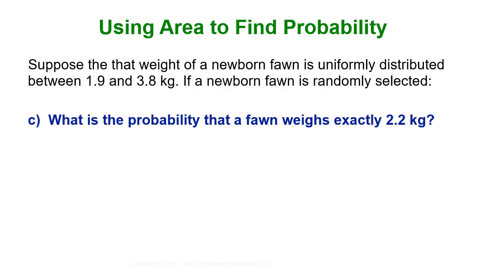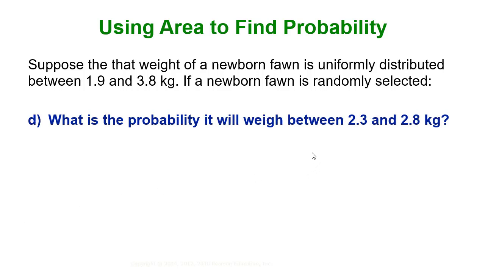Okay, how about the next one? Probability that they weigh exactly 2.2 kilograms. Well, what do we know about the probability of precise exact numbers when we're on a continuous random variable? We know this answer is just 0.